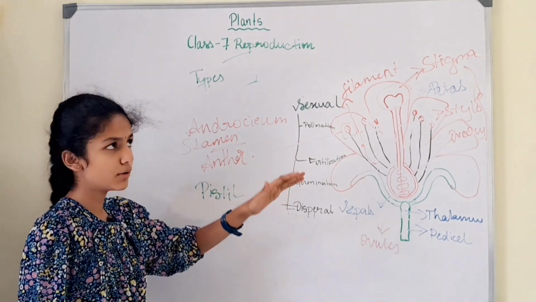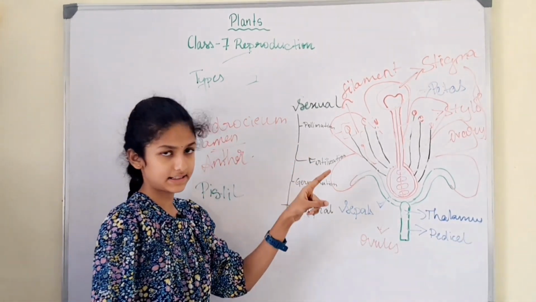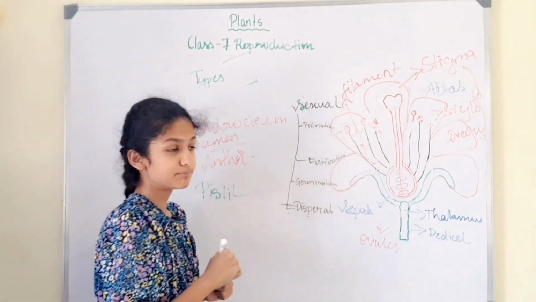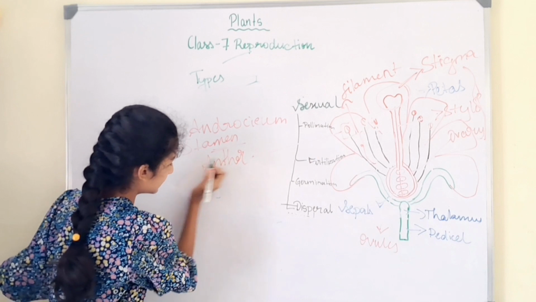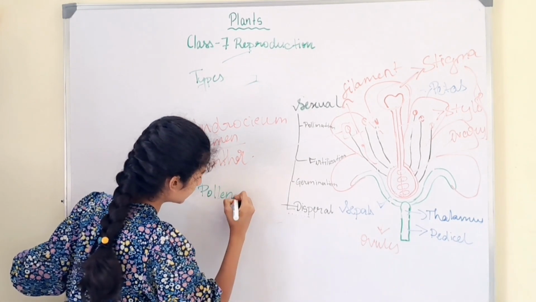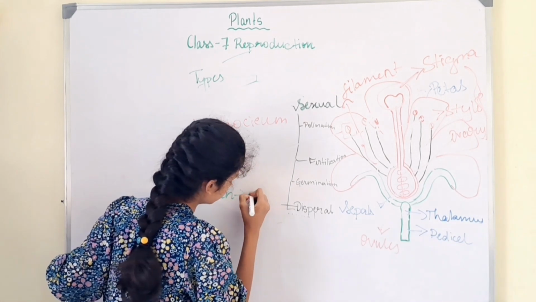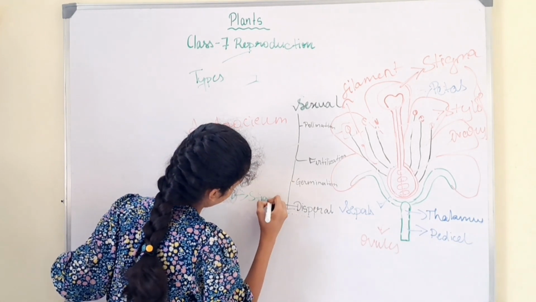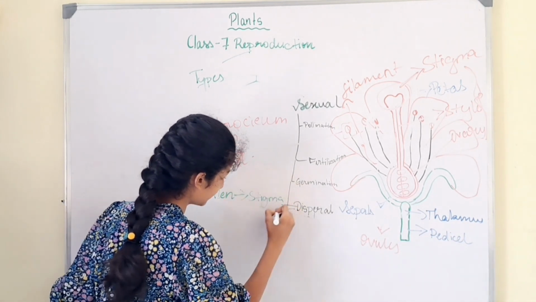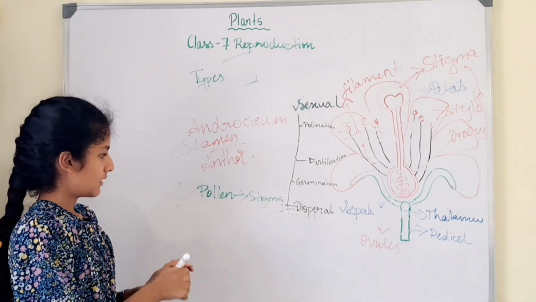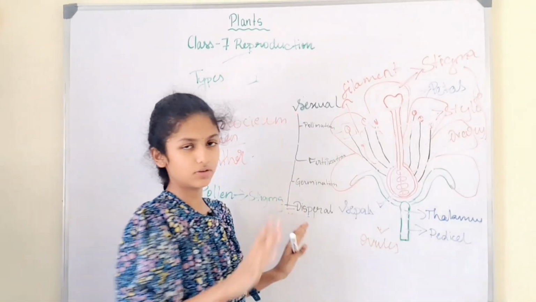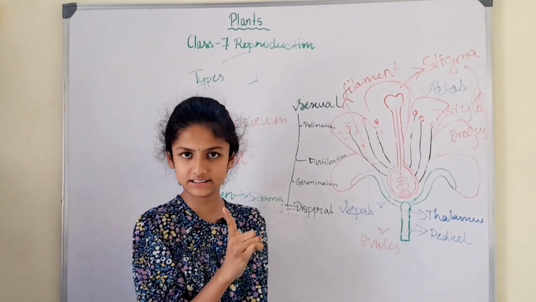This is the first step of reproduction in a sexual bud. First thing is, the anther has pollen grains. Now these pollen grains have to reach the stigma. The process of pollen grains reaching the stigma is known as pollination. That is the first step.